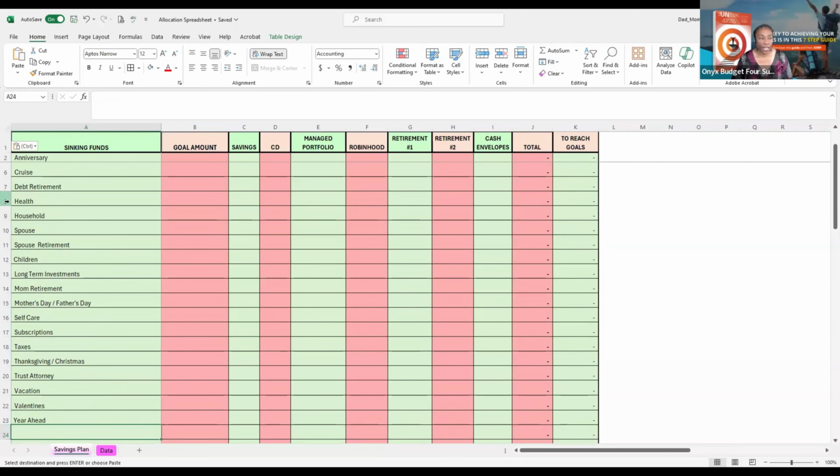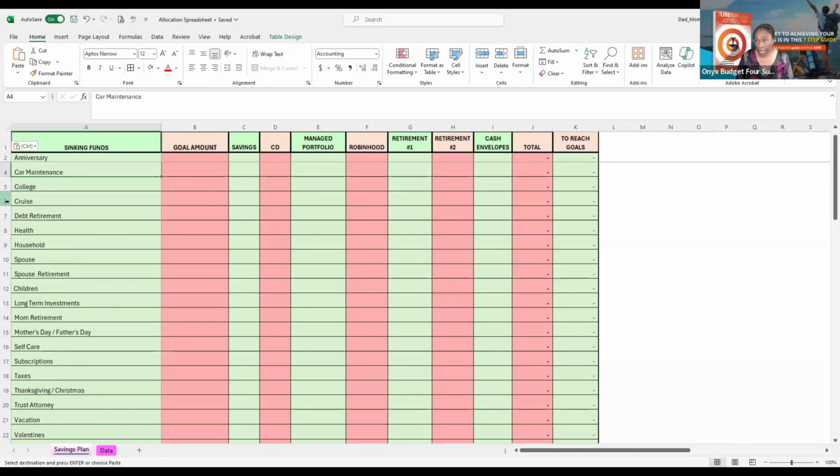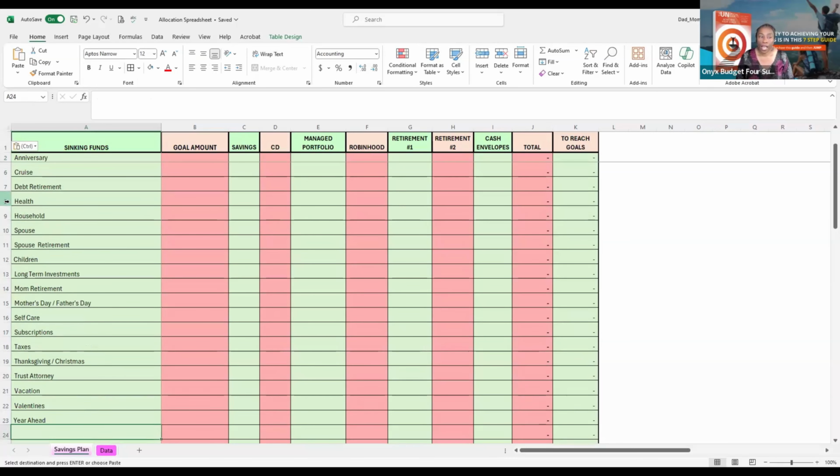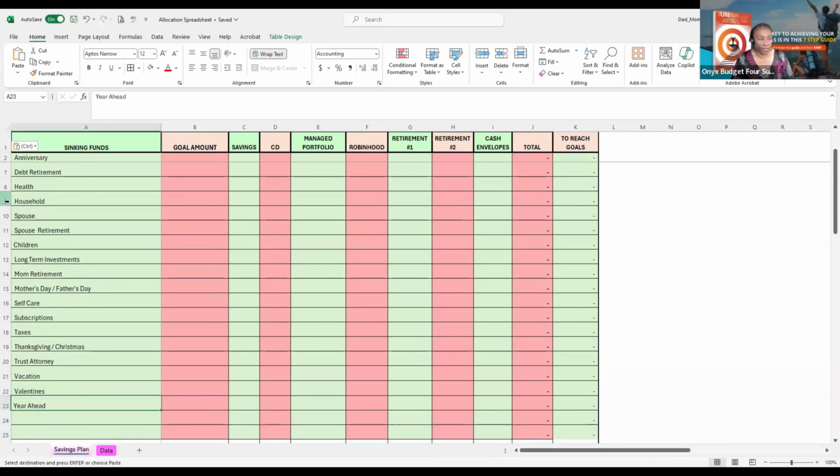Vacation, Valentine's Day, and year ahead. Year ahead. That's a key one. How can we get 12 months ahead? Man, that's awesome. That means at any one point in time, you have a year's worth of your expenditures in savings outside of all these other categories. You have money set aside for everything else, and you have a year ahead. So year ahead is just key. Man, can you think of operating knowing that if something happened and you weren't able to generate new income, you had enough money to last a whole year? That would be so awesome.